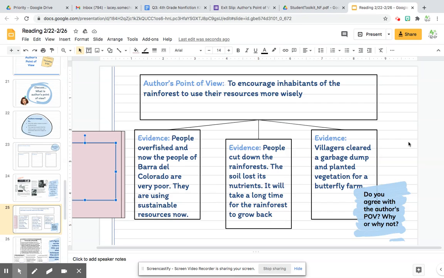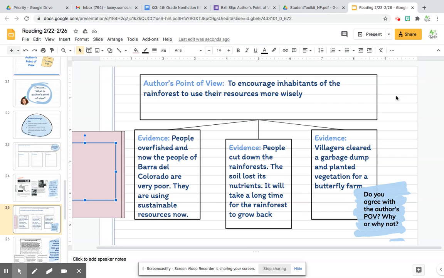Okay, so we have finished our article, and we've determined that the author's point of view on this topic is to encourage the inhabitants of the rainforest to use their resources more wisely. And we've included 3 separate pieces of evidence that help us point out that author's point of view. Now, do you agree with the author's point of view?